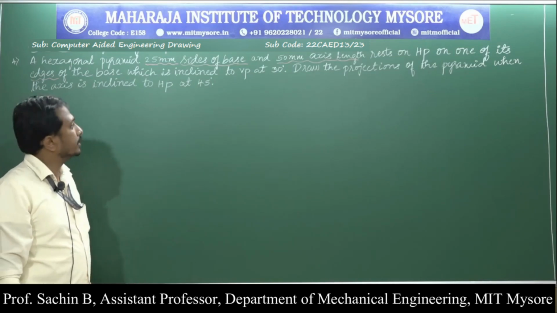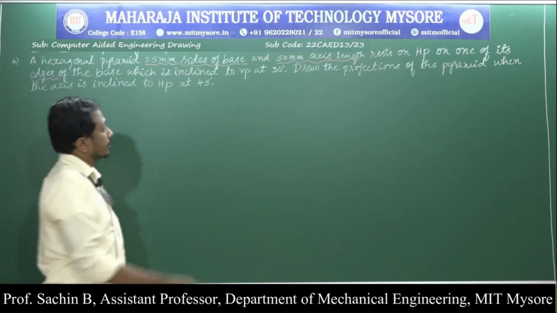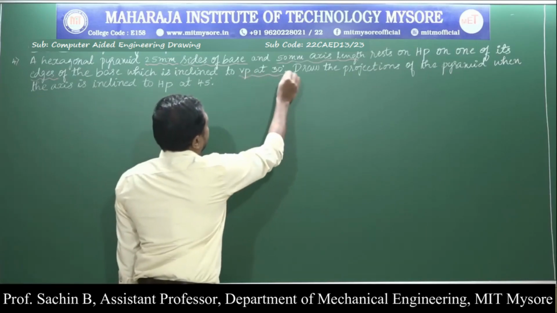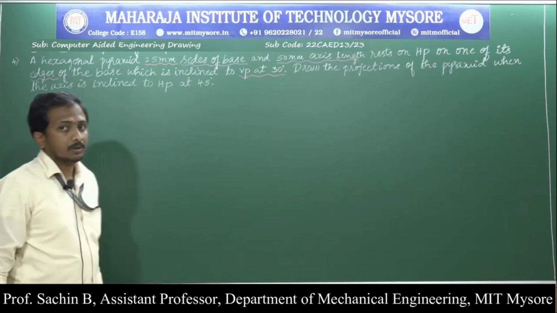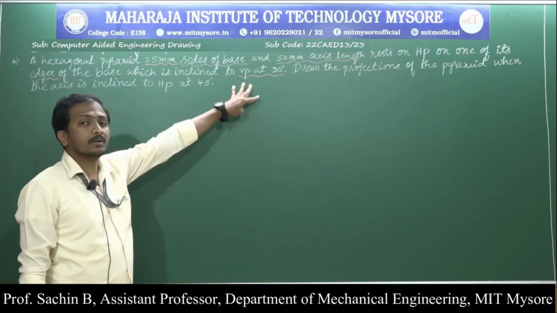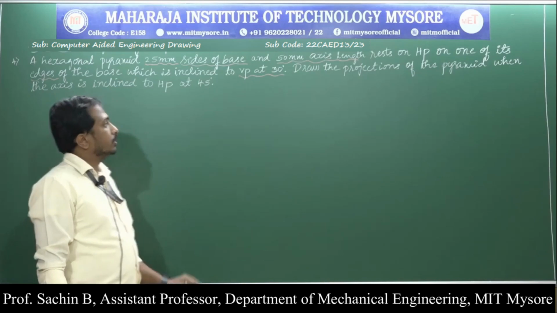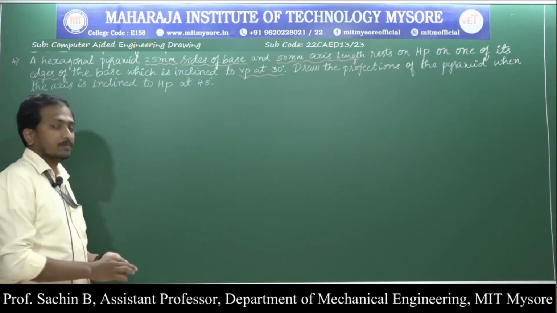That edge is inclined to VP at 30 degrees. Means this case will be solved at the last position, and this is the inclination they have given with reference to the last position. Till here, first I am going to construct the problem.